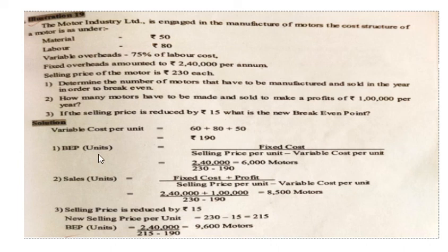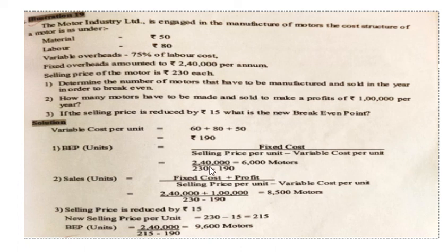Now to calculate the break-even point, the formula is fixed cost divided by selling price per unit minus variable cost per unit. Your fixed cost as per the question is 2,40,000. The selling price per unit is rupees 230. Your variable cost as per the calculation is rupees 190 per unit.